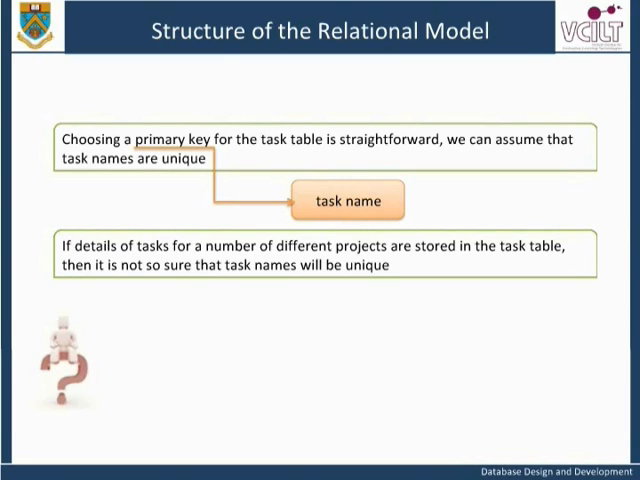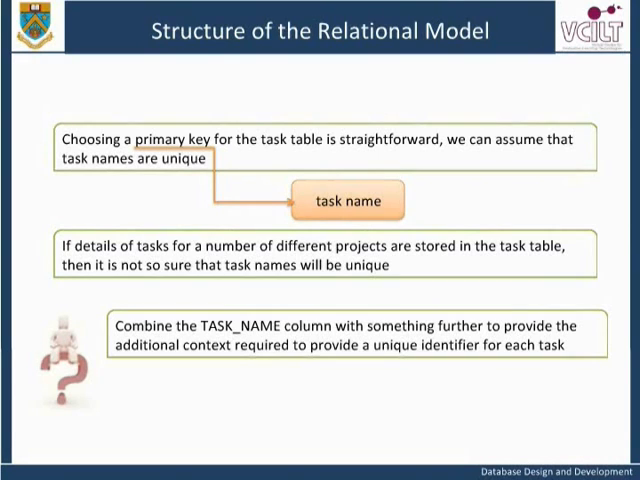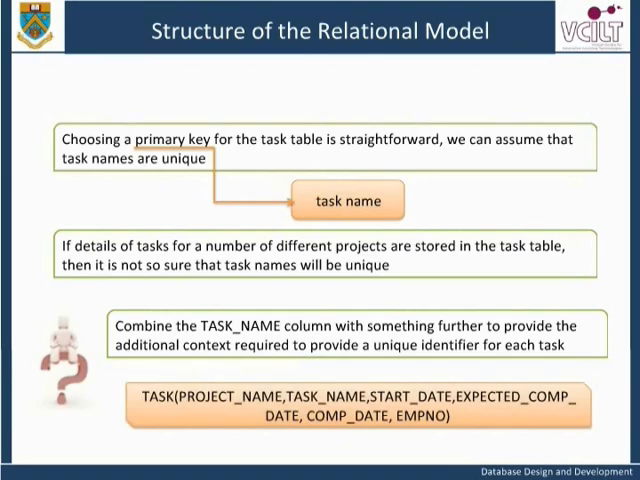As a solution to this problem, we can combine the task name column with something further to provide the additional context required to provide a unique identifier for each task. In this case, the most sensible choice for this is the project name. So, we will use the combination of the project name and task name data items in our task table in order to identify uniquely each of the tasks in the table. The task table becomes like this.